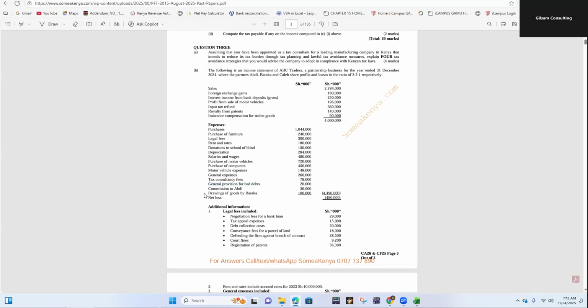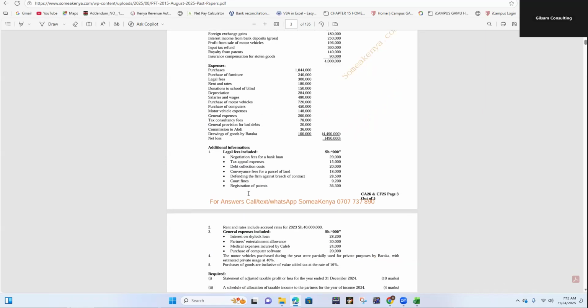Debt commission to Abdi, drawings, goods taken by Baraka. Now, for the partnership, any expenses which you are paying to a partner is non-allowable, so you cannot claim it to reduce your tax.